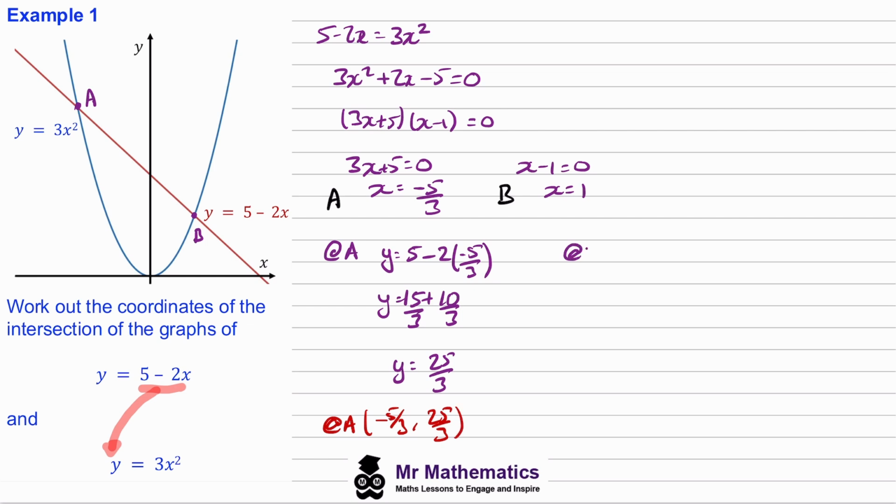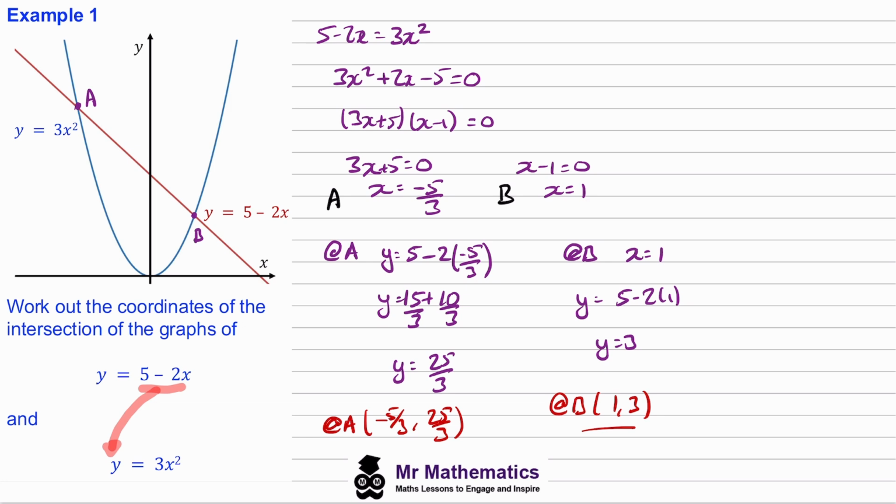At B, we know x is equal to positive 1, so y will be 5 minus 2 lots of 1, y will be 3. So the coordinates at B will be 1 and 3. Each of these coordinate pairs represents our solutions.